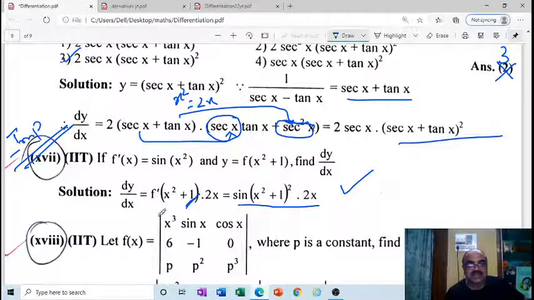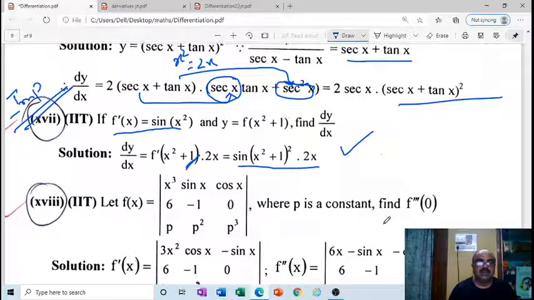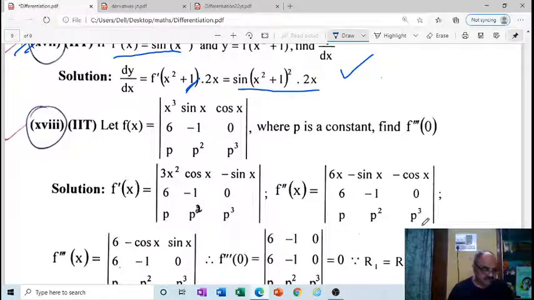Now please substitute this into this formula. This is the last step that they have given you. When you get f dash of x, it is sin x square. So what is this? Sin of x square plus 1 the whole square into 2x. Is this clear to you? Let's proceed further.